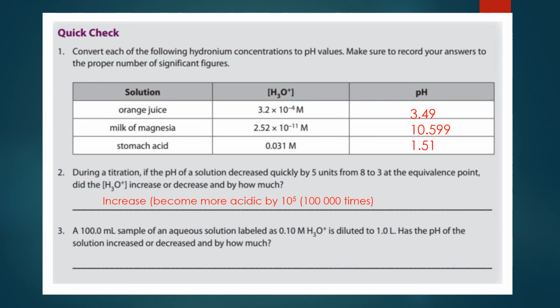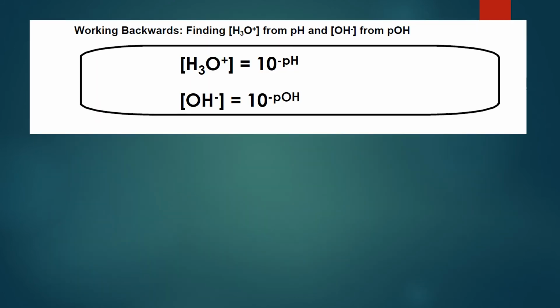Okay, third question. We've got a 100 milliliter sample of an aqueous solution labeled as 0.1 molar hydronium that is diluted to 1 liter. So we're adding more water to this solution. So we're asking if the pH of the solution increased or decreased, and by how much. Now, if we're diluting this solution, it means that my solution is going to be less concentrated. That means it's going to be less acidic. So my pH is actually going to go up. And because I am diluting by a factor of 10, that means that my pH is going to go up by 1. So there are the answers.